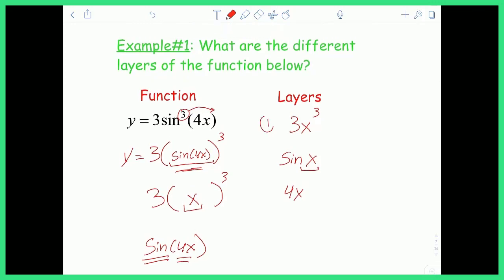Layer number 1 is 3 times something cubed. Layer number 2 is the sine of something. And layer number 3 is that innermost piece, the 4x that was the angle of the sine function.